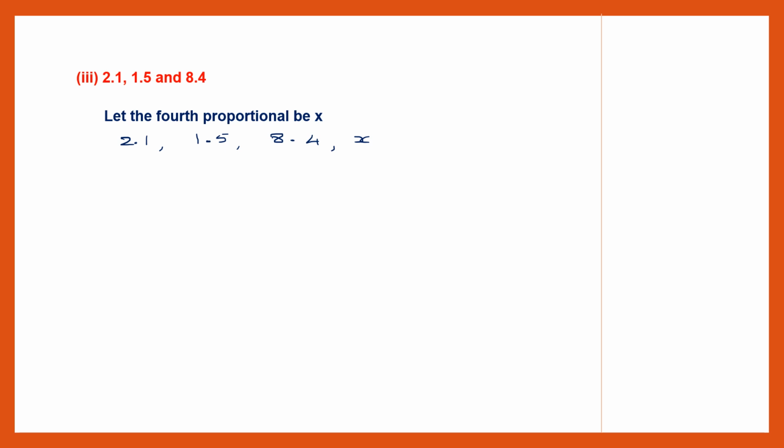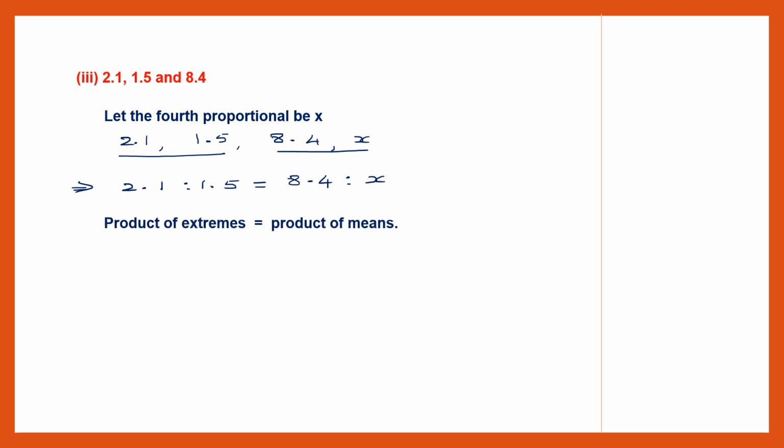Okay, now let's make them into ratios. So the first two terms will be the first ratio. So we are going to have 2.1 is to 1.5, and this is equal to the next two terms, which is going to form the next ratio, 8.4 is to x. Now we have to use the formula product of extremes equals product of means. So these are the extremes. So that will be 2.1 into x is equal to the product of the means, and these two are the means, that is 1.5 into 8.4.